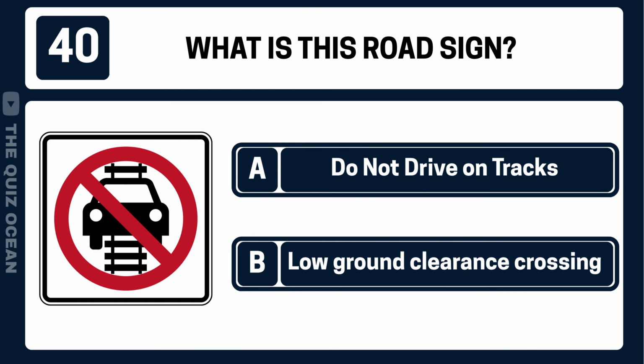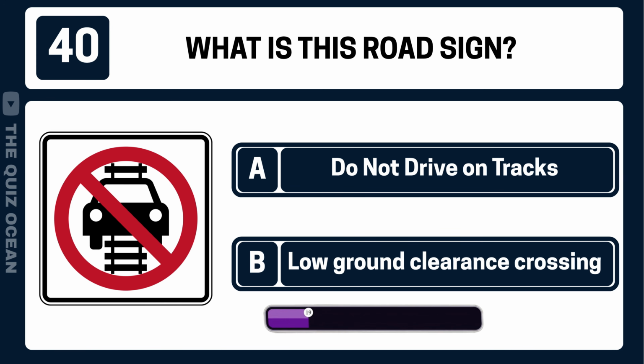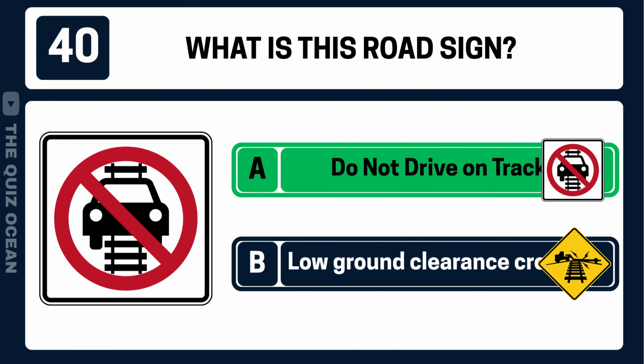What is this road sign? A. Do not drive on tracks. B. Low ground clearance crossing. Excellent. It is the do not drive on track sign.